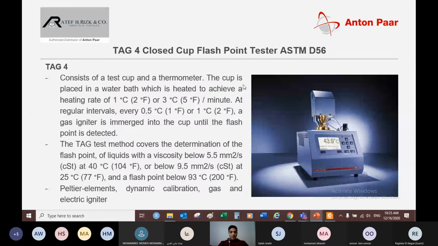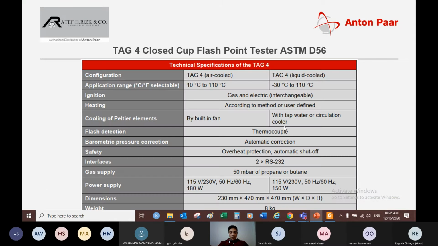The other instrument is the TAG closed cup flashpoint tester, according to ASTM D56. It's the same as the Abel instrument, except for the stirrer. It has no stirrer, and the rate of heating is different than the Abel. It also uses a Peltier element above the ambient, along with the air fan. However, below the ambient, we need an external circulator to help us reach low temperatures.